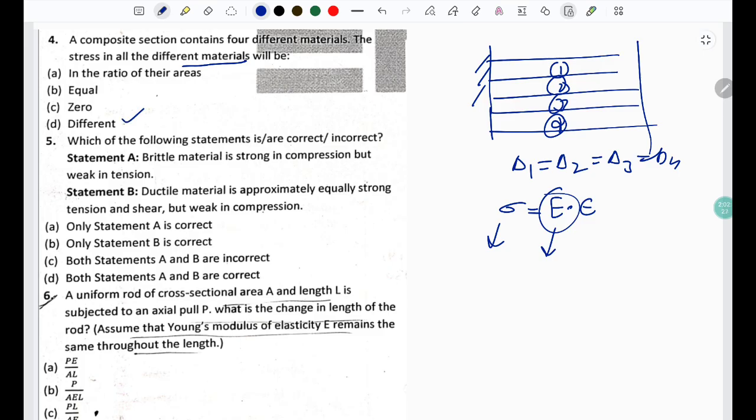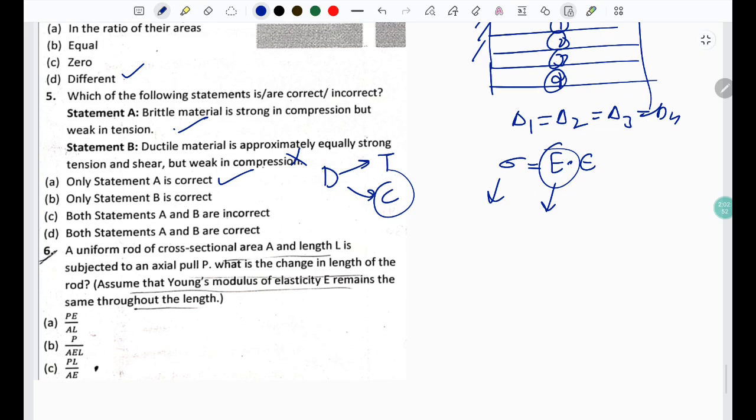Then there is second statement which asks which are correct, incorrect. Brittle material is strong in compression, weak in tension. Yes, a brittle material easily fails in tension, so it is weak. Yes, this is correct. Ductile material is approximately equally strong in tension and shear but weak in compression. Wrong. Ductile material is strong in tension as well as compression, but it is weak in shear, so this is wrong. Therefore only statement A is correct.